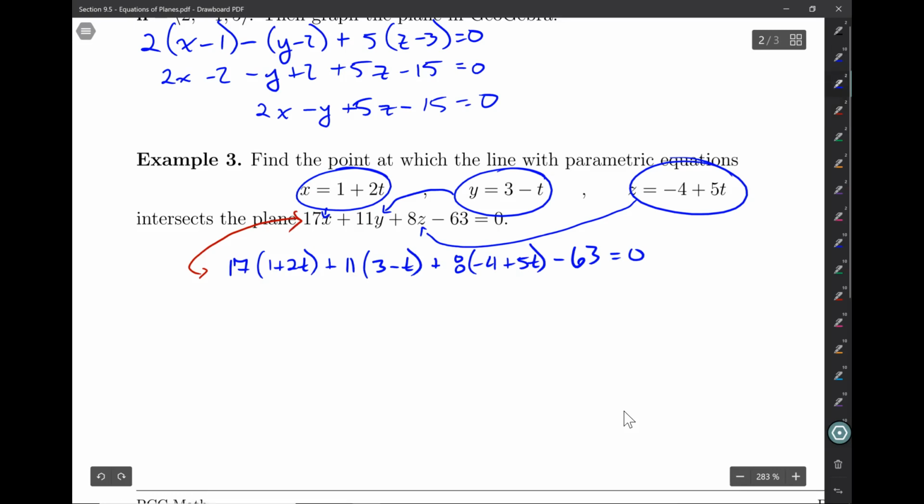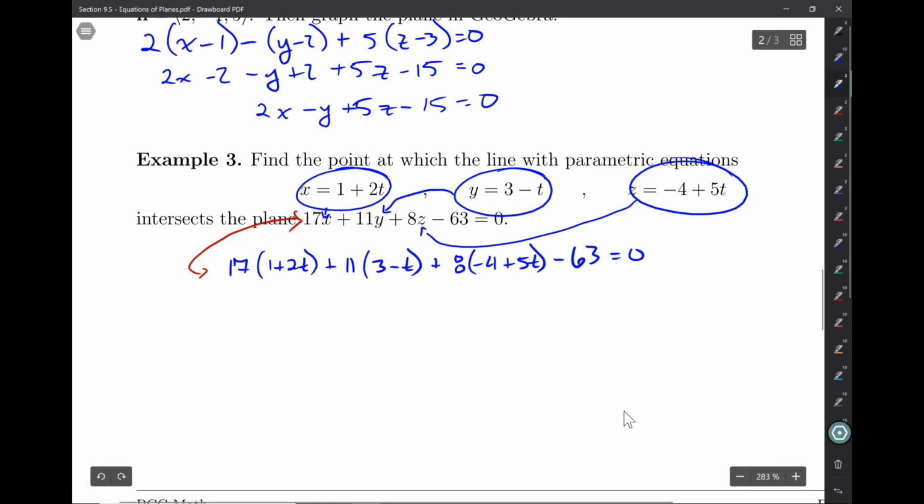Now, the big thing to notice between these two equations is that the first equation that was printed is in 3 different variables, and the second equation that we just wrote out is in a single variable. It's in our parameter, which means that we can actually take this equation and solve it for our parameter. We just need to multiply everything out.